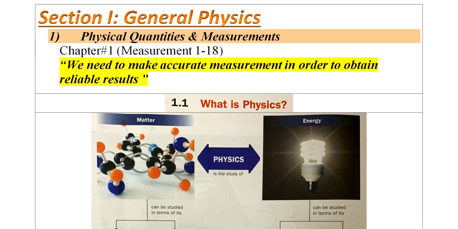measurement. Student, you can see a quote or quotation is mentioned according to physics that we need to make accurate measurement in order to obtain reliable results. Students, it is very important to make accurate measurement so that we can have reliable result.